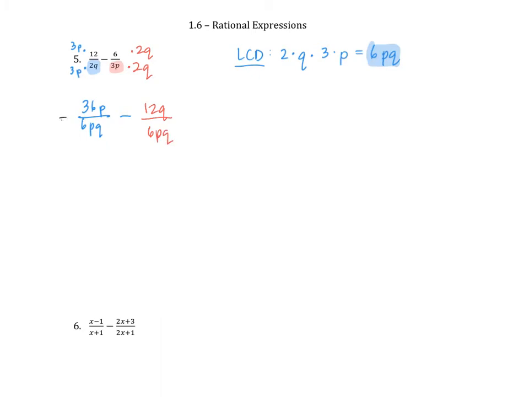Okay, so now that we have a common denominator, we can add or subtract, in this case. We will have 36p minus 12q over 6pq. All right, the last step is to make sure that you've simplified. That means you need to factor. In the top, we can factor out a common factor. A common factor is 12. So if we factor out a 12, we will get 3p minus q over 6pq.